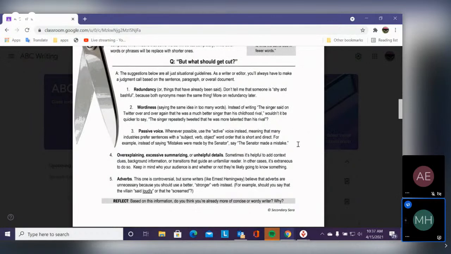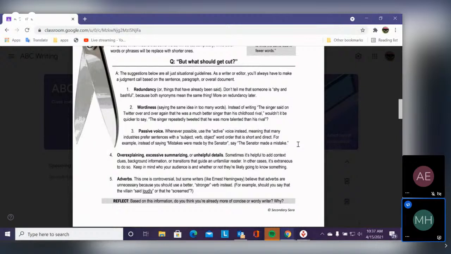And here we go. This is important: passive voice. Whenever possible, use the active voice, meaning that many industries prefer sentences with a subject, verb, object word order. We're not going to use adverbs. We're going to just say the word. For example, instead of saying mistakes were made by the senator, say the senator made a mistake.